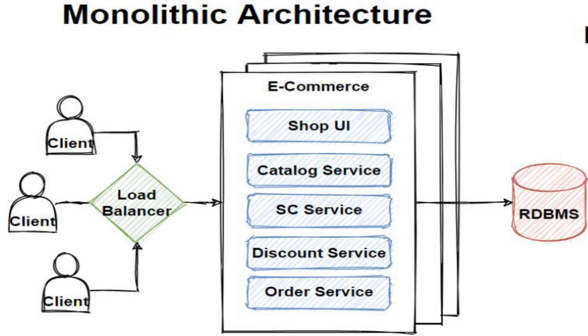I am taking an example of an e-commerce application. In this architecture, you can see all the components and modules are in a single unit, or a single project, in which all the components and modules are there, like the UI of the application, the catalog service, the SC service, the discount service, and the order service. These services are modules that are tightly coupled with each other, and this architecture is called monolithic architecture.